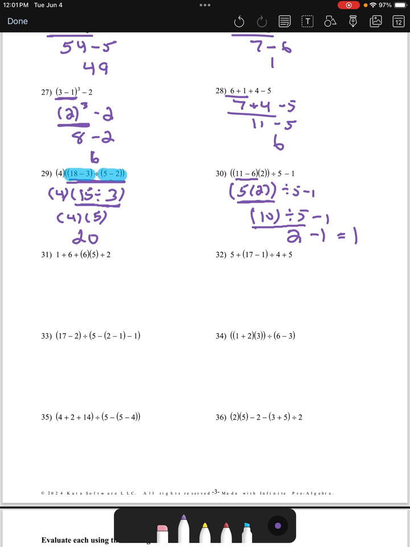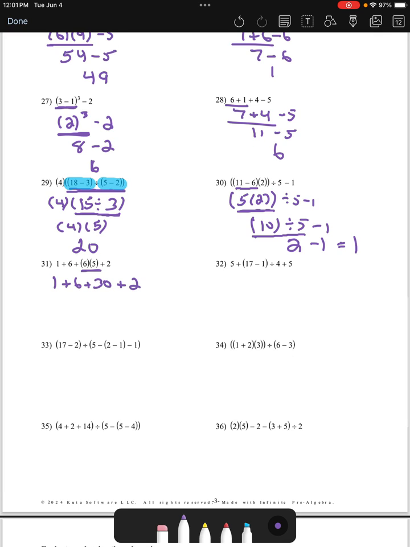Number 31, I have 1 plus 6 plus 6 times 5 plus 2. Multiplication first. 6 times 5 is 30. And now it's a bunch of addition, so we can just run it through. 1 plus 6 is 7. 7 plus 30 is 37. And 37 plus 2 is 39.